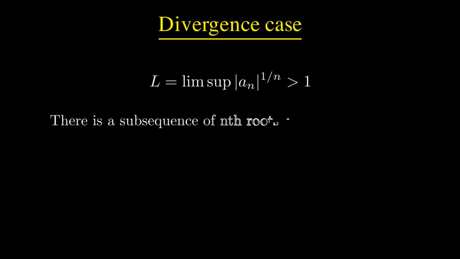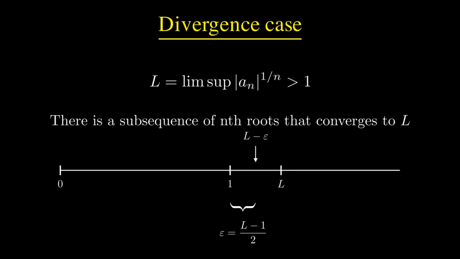Now for the divergence case, we are given that the lim sup of our nth roots is greater than 1. So that means there is a subsequence of terms that converge to L, which is greater than 1. As before, pick epsilon to be half the distance from 1 to L, and there must be infinitely many terms that are within epsilon of L. So there are infinitely many a sub n's where the nth root of the absolute value of a sub n is between L minus epsilon and L plus epsilon. And of course, remember that we set things up so that L minus epsilon is greater than 1.